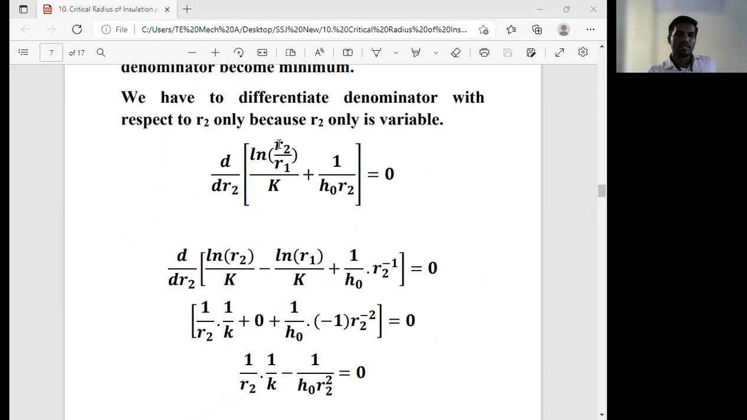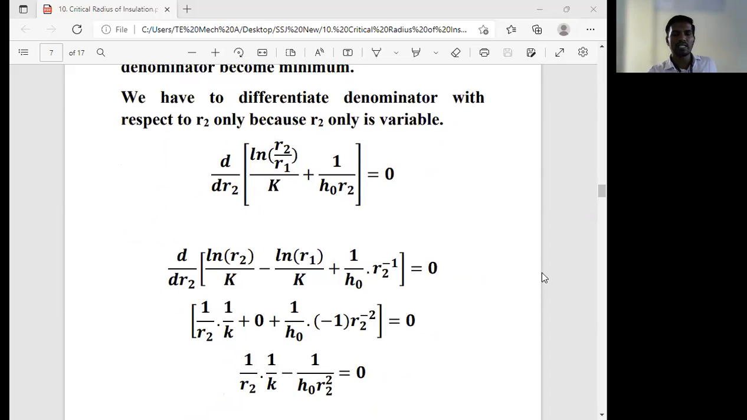ln of R2 by R1 is nothing but ln of R2 minus ln of R1. Okay, ती टर्म त्या फॉर्म मध्ये लिहा. ln of R2 by R1 is nothing but ln of R2 minus ln of R1 plus 1 upon HO into, डिनॉमिनेटरला जो R2 आहे तो कसा लिहिलेला आहे? न्यूमरेटरला गेल्यानंतर R2 raised to minus 1.